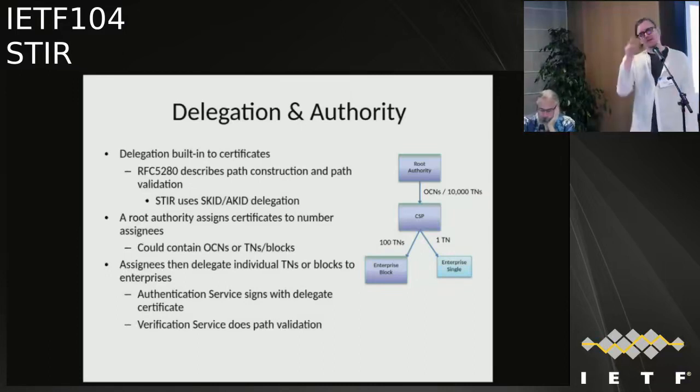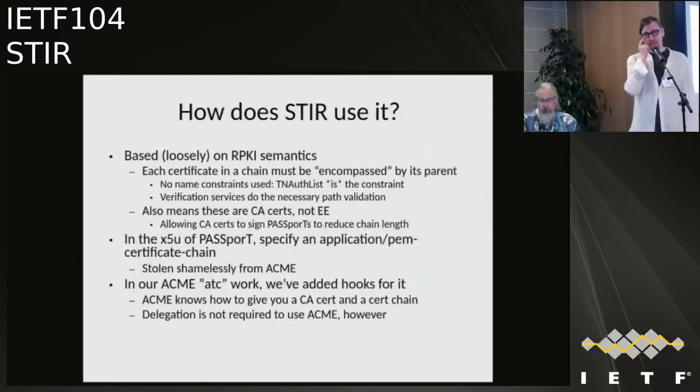So the model that we stole from for this, and there were a few to choose from, is based loosely on the semantics of RPKI, which contains this concept of encompassing. Basically, each certificate in the chain is going to have a TN-auth list that is encompassed by the scope of authority of its parent. There is an alternative we considered, which is doing something like classical 5280 name constraints. I think our feeling about this is that the TN-auth list is the constraint, right? There's no need to have a separate thing that says this is the constraint for these other lists. The TN-auth list is the constraint itself of what can be delegated from an individual cert.